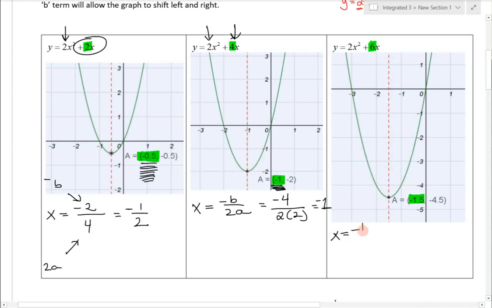So now let's go to this next one. x is equal to the opposite of b over 2a. So b is 6, so the opposite of that is negative 6, over 2a, so 2a would be 4 in this case.